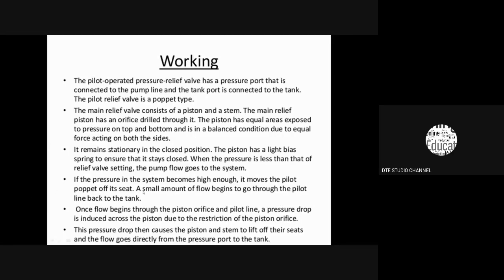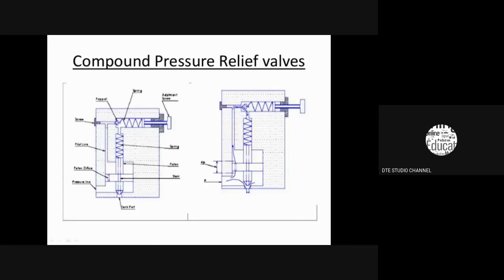If the pressure in the system becomes high enough, more than the limiting value, it moves the pilot poppet off its seat, because whenever pressure is greater than the maximum limit, the poppet is automatically moved rightwards, since the spring force is less than the pressure of the fluid. That's why the poppet is moving. When the poppet is moved, the port is automatically opened.